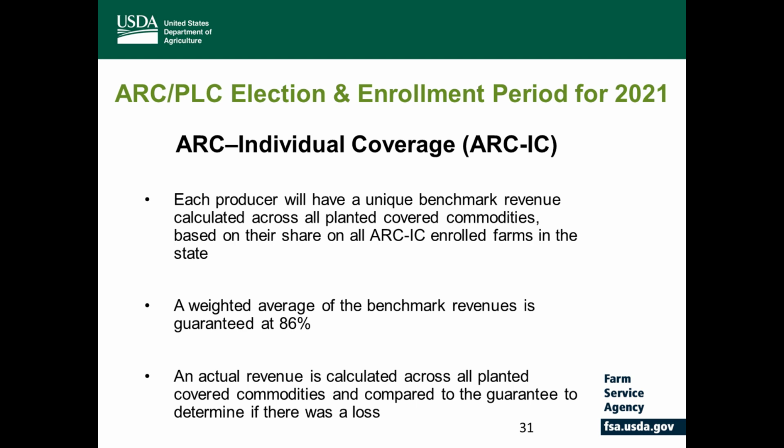Each producer will have their own unique benchmark revenue calculated across all planted covered commodities. So if you crop share with a landowner, his bucket calculation will be different than your bucket calculation. A weighted average of the benchmark revenues is guaranteed at 86%, same as ARC County, and an actual revenue is calculated across all planted covered commodities and compared to the guarantee to determine if there's a loss.